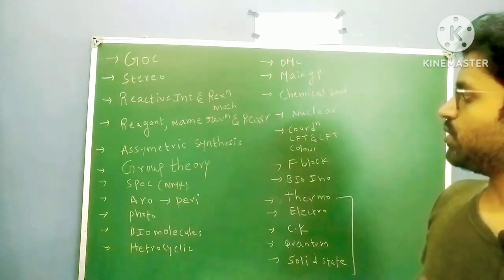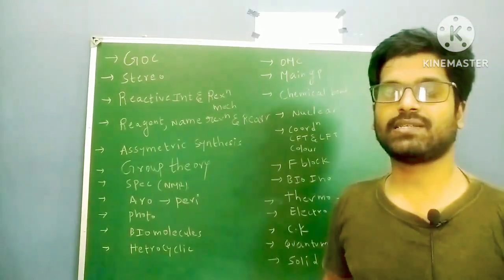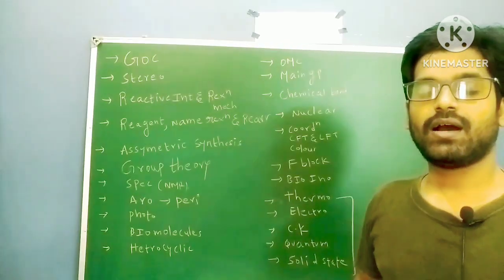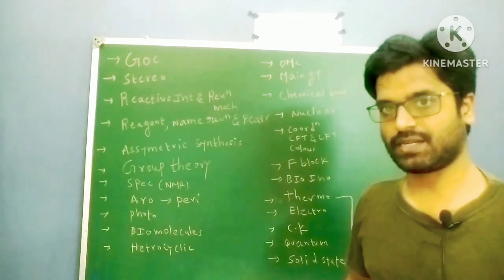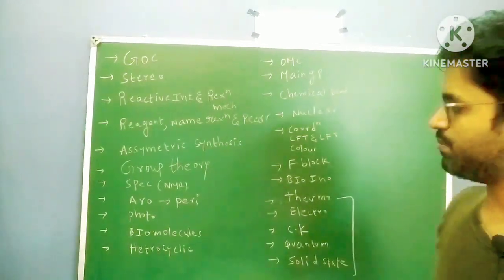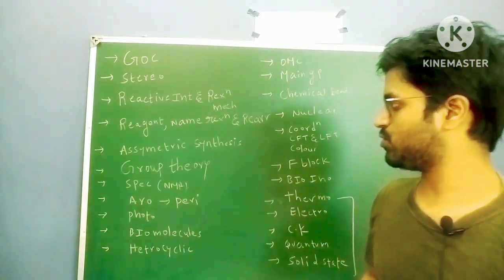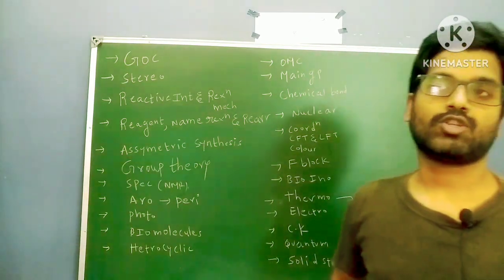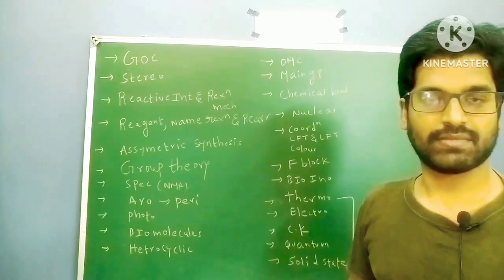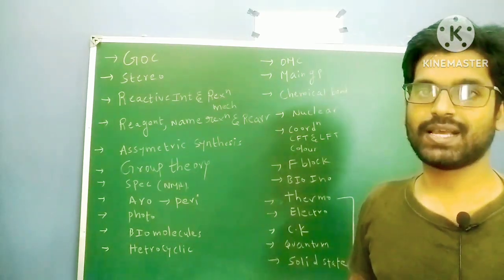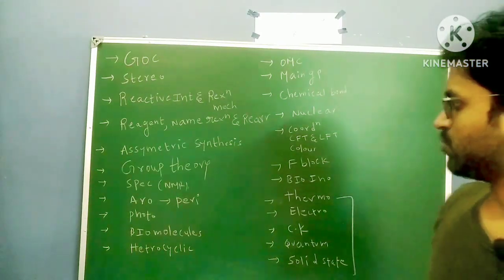Okay, so next one is asymmetric synthesis. In asymmetric synthesis, chiral pool approach, Sharpless asymmetric epoxidation, and Sharpless asymmetric dihydroxylation. These 3 things are very important. Okay, focus on chiral pool approach. Next one is group theory. So in group theory, focus on point groups, focus on character table. Just focus on these 2 things: point groups, character table. That's it for group theory.